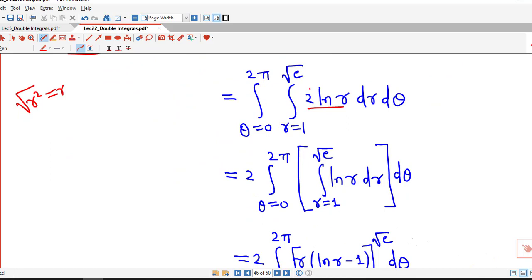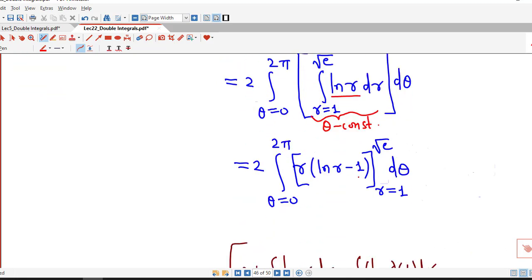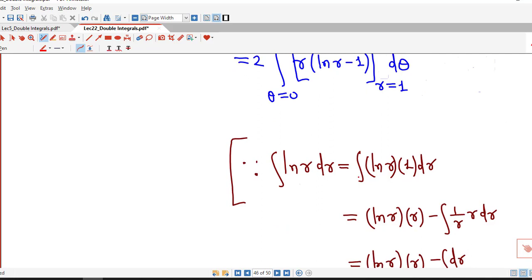Now this 2 is independent of r, so we can take it outside, and we rewrite our integral in this way. First we integrate with respect to r, considering theta as constant. So for this we require the integral of logarithmic function, so that we can do using integration by parts.